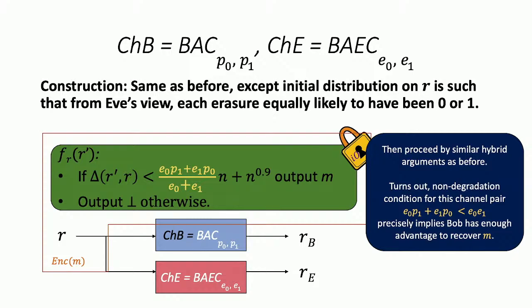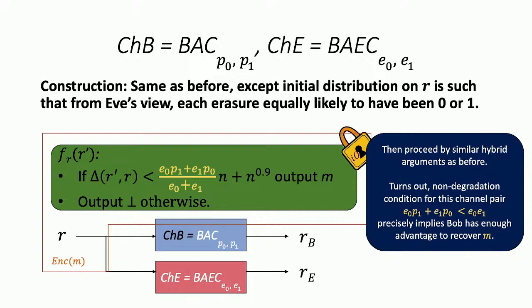And if you just do the arithmetic corresponding to the BAC, P0, P1, you get exactly this condition. And you might ask, when is it that we have non-degradation? When is it that Bob has enough advantage to recover M? And it completely coincides with this computation. So that's the solution, the exact same construction, and pretty much exactly the same hybrid arguments. So that's how you get BAC.